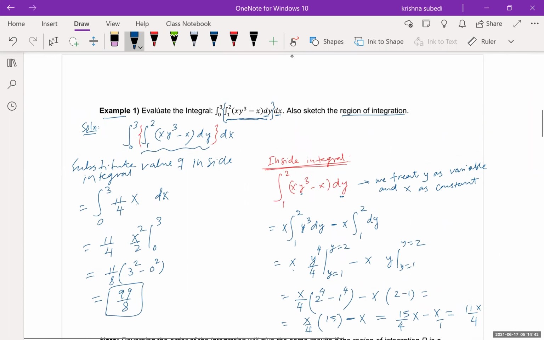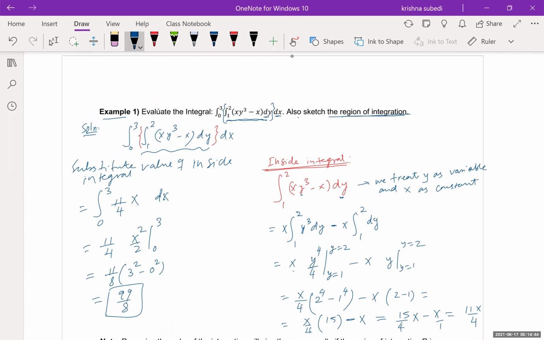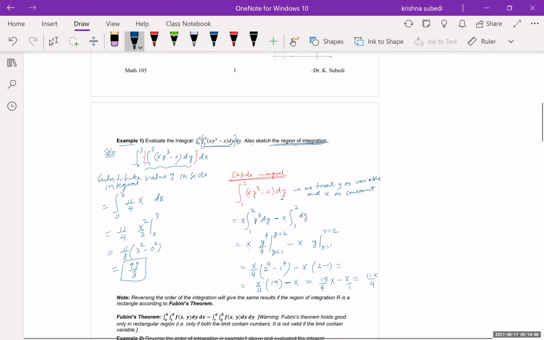Well, there is another part. Also, sketch the region of integration. What is the region of integration? Let us sketch that.